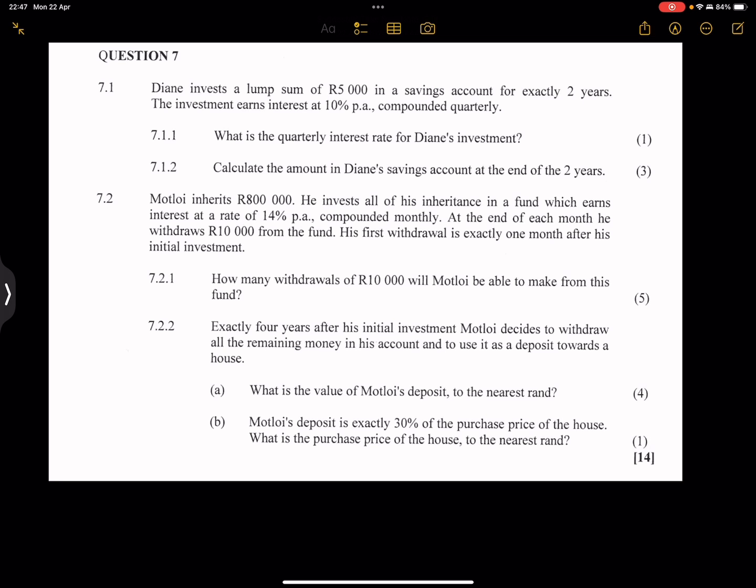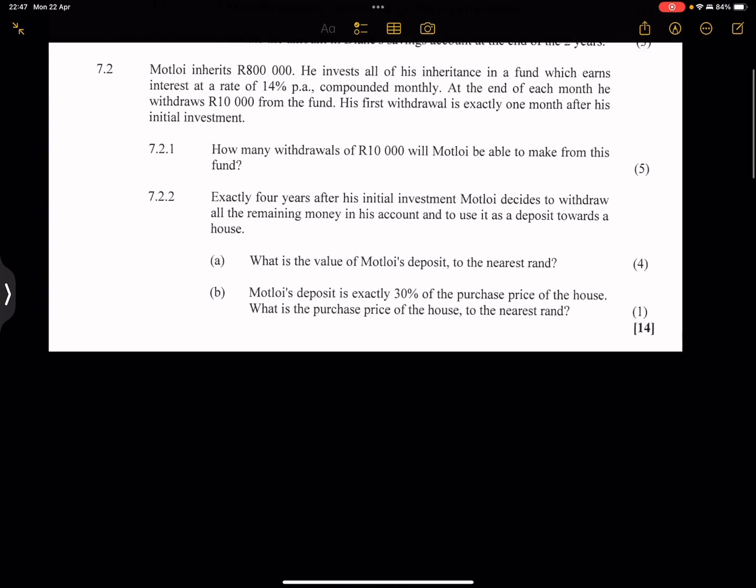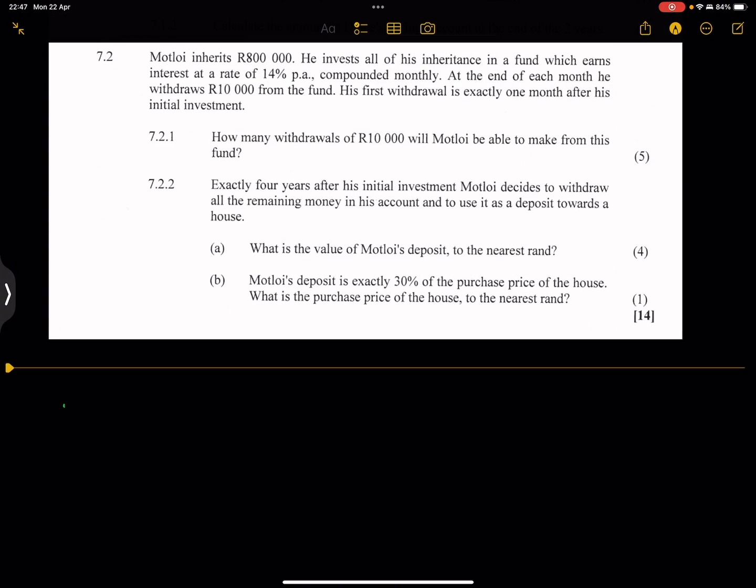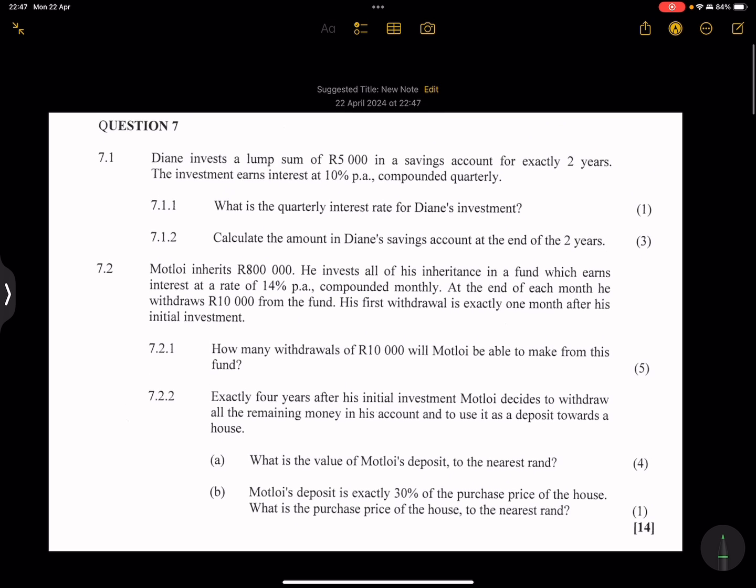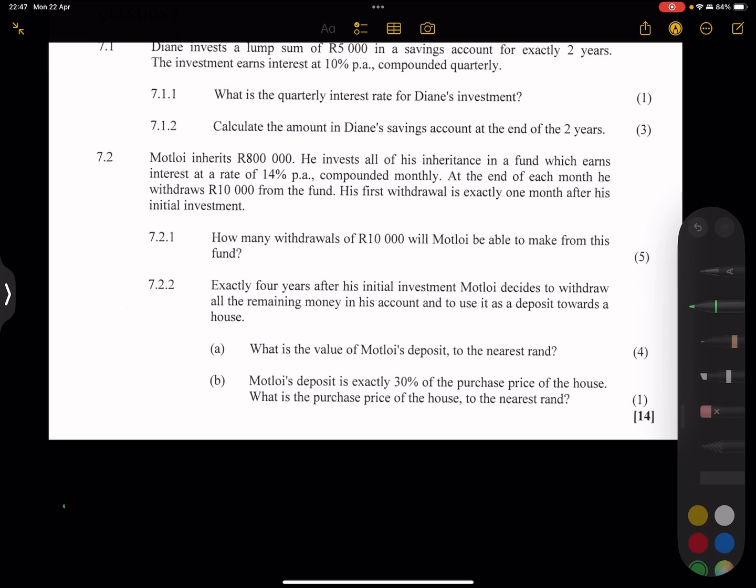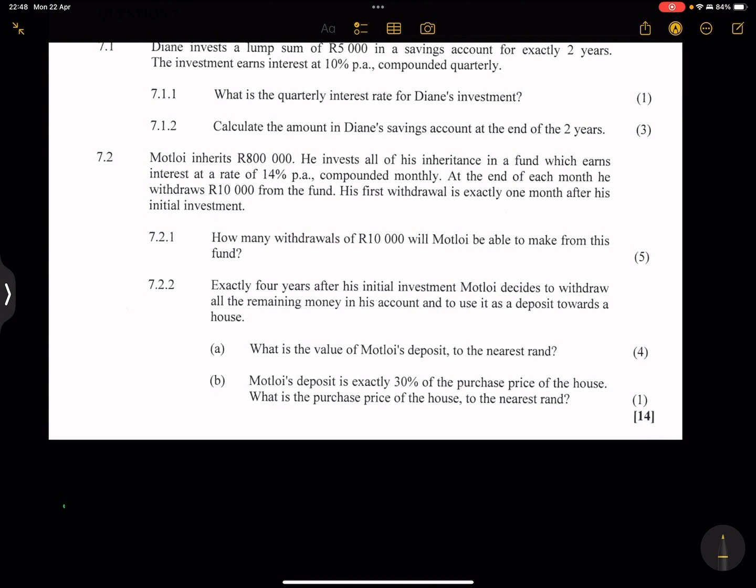Right, so we go into question 7. They say to us, we've got Diane who invests a lump sum of 5,000 in a savings account for exactly 2 years. The investment earns an interest of 10% per annum, compounded quarterly. Right, so the first question is, what is the quarterly interest rate for Diane's investment? So remember, she invests at an interest rate of 10% per annum. So now we want to make that a quarterly interest rate.